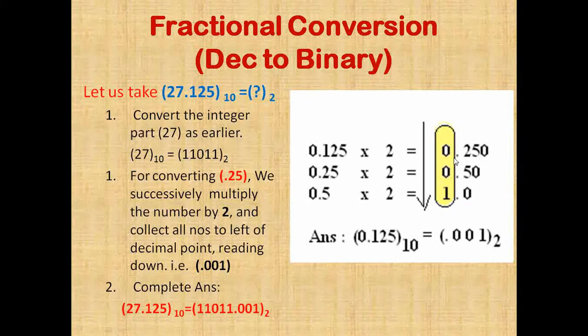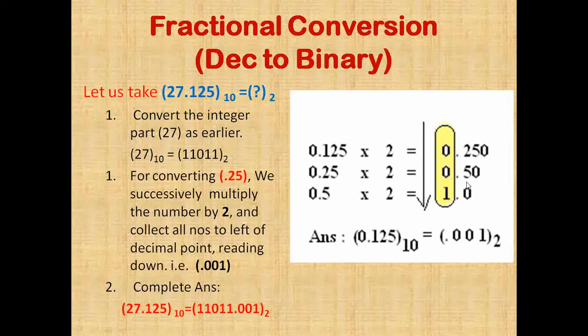Now we will take only the fractional part of this. The fractional part is 0.25. So we will multiply 0.25 by 2 again. We get 0.50 now, and its integer part is 0. So we will leave out the integer part and consider only the fractional part, which is 0.50. 0.50 may be written as 0.5 only, and we multiply this by 2. So 0.5 into 2 is 1.0.